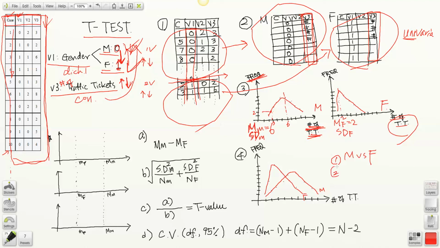And once you identify the difference or similarity between the 2 subsamples, you can make a decision on your null hypothesis. What is your null hypothesis? It means that there's no relationship between gender and number of traffic tickets. And what does it really mean by having no relationship? It means that being male or female doesn't really matter to the number of traffic tickets.